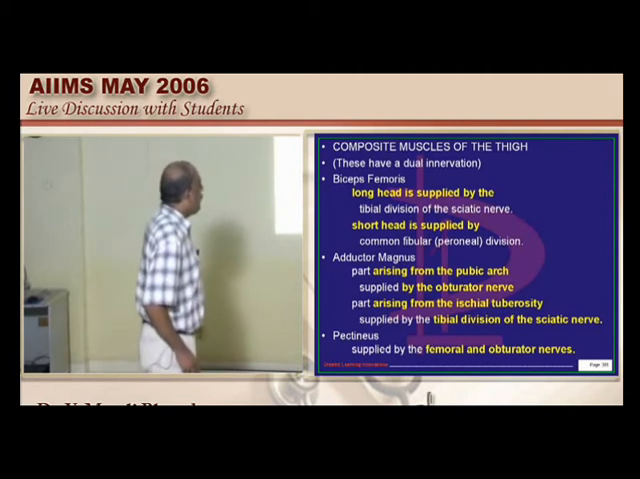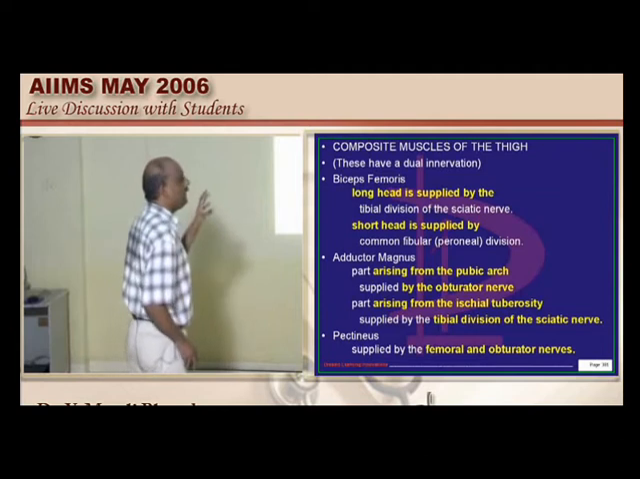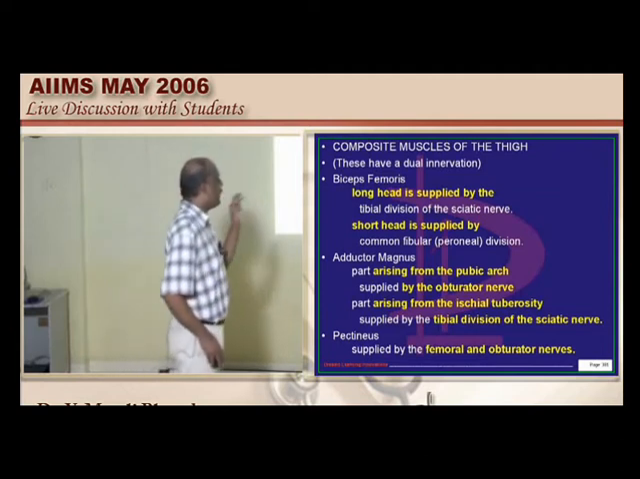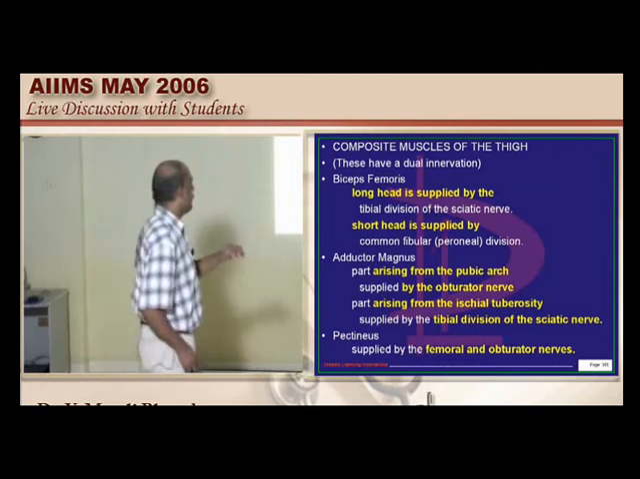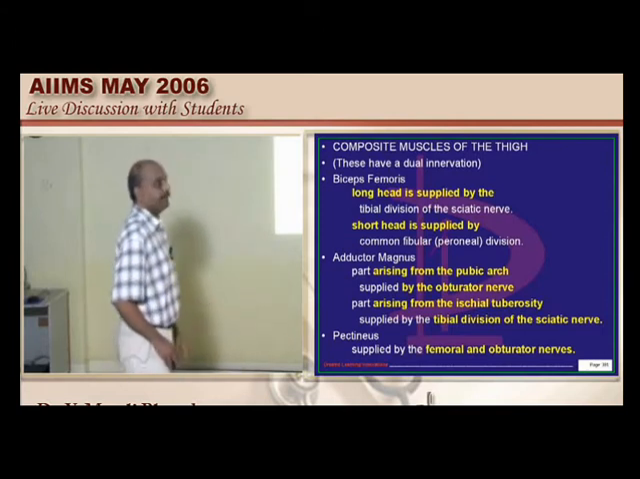In the biceps femoris, there is a long head which is innervated by the sciatic nerve. The short head is innervated by the peroneal division, otherwise called the common peroneal nerve. The common fibular division is the one which is innervating.